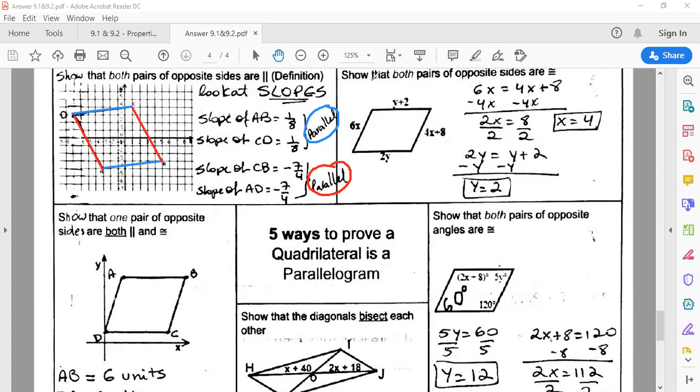Now, the other way to show it is by showing that both pairs of opposite sides are congruent. In this case, I have this side, y plus 2, and this side, 2y. When I set them equal to each other and solve, I end up with y equals 2. So I've shown that they are congruent. Then I have to show the other pair, 6x equals 4x plus 8. When I solve this for x, I get x equals 4. So by finding x and y, I've shown that the two opposite sides are congruent. Therefore, this quadrilateral is a parallelogram.